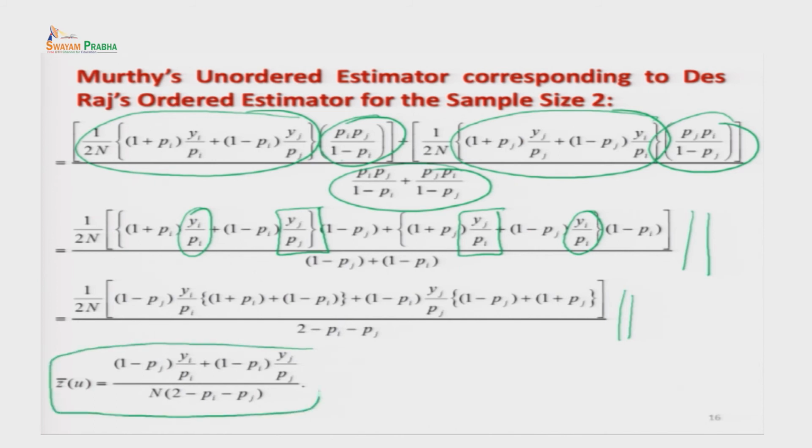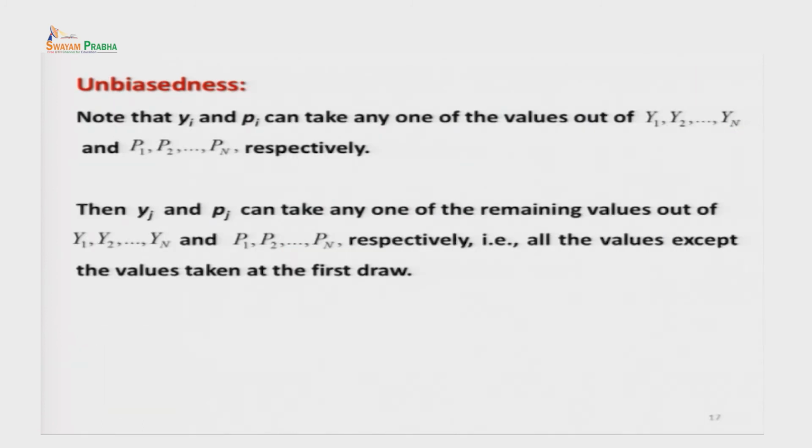Z bar u will become 1 minus pj yi upon pi plus 1 minus pi times yj upon pj divided by capital N 2 minus pi minus pj. So you see, after solving it, it is coming out to be in a very simple and nice form. So this is your Murthy's estimator, which corresponds to the two ordered estimators which are obtained using the methodology of Des Raj's estimator. So this is now the estimator, and now we will try to check its unbiasedness and variability.